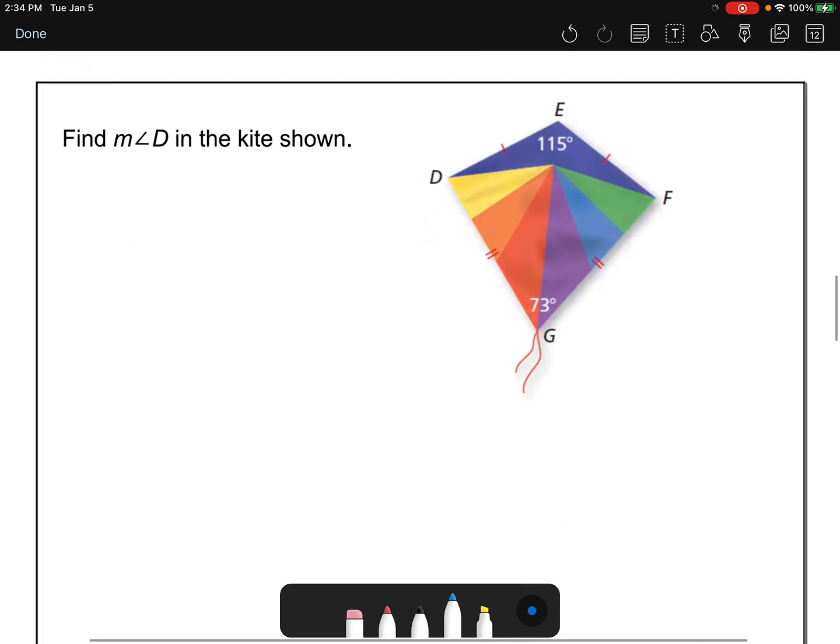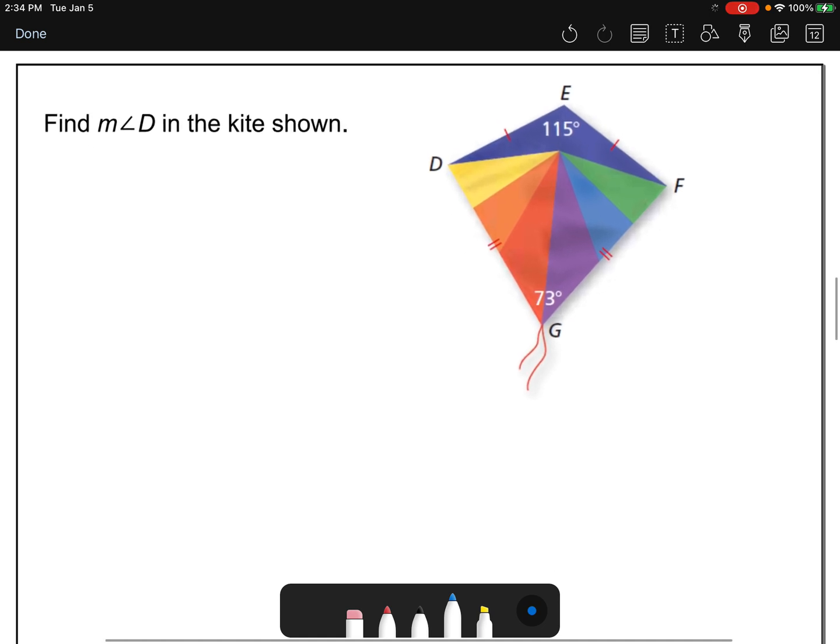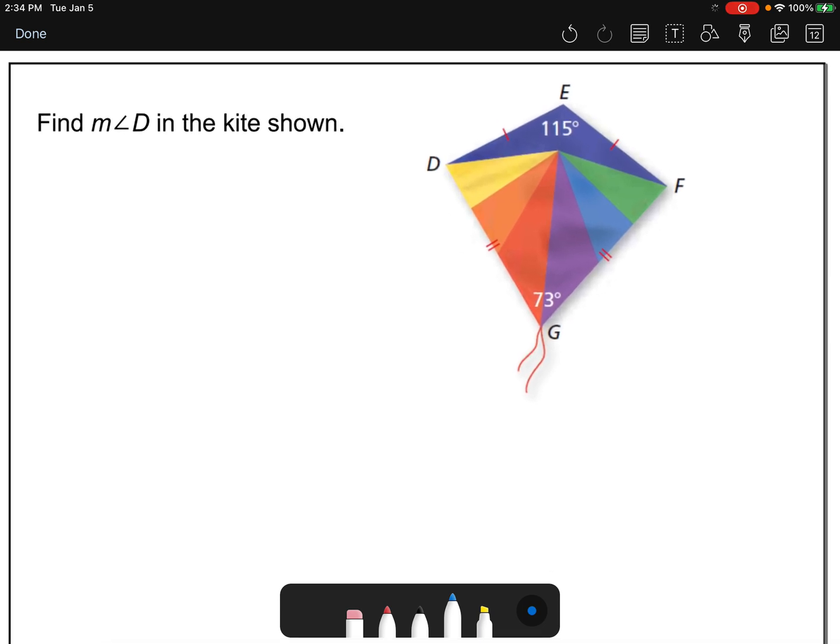Okay, now kite. Find the measure of angle D in the kite shown. All right, so this looks like our sketchpad picture. This is 115 and 73. Remember, D and F are equal because they're the non-vertex angles. Well, it's a quadrilateral, so we know that equals 360. So 115 plus 73 is 188.